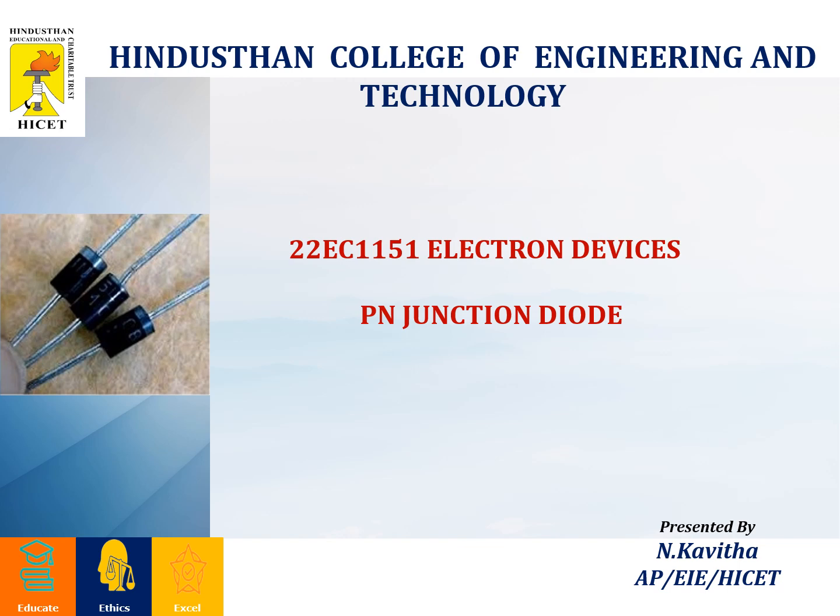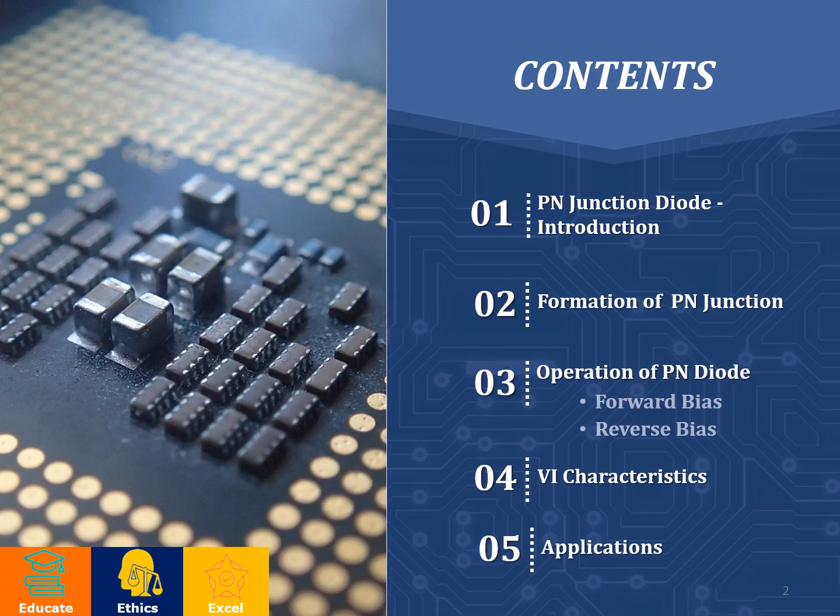In this presentation, we are going to see a topic on PN junction diode, which is the basic part of the electron devices. This presentation will include the following content. Initially, we are going to see what a PN junction diode is, how it is created, and how the formation of the PN junction occurs in a diode. Followed by that, we are going to see the operation of a PN junction diode under forward bias as well as in reverse bias condition. What is the characteristics between voltage and current, followed by applications of PN junction diode.